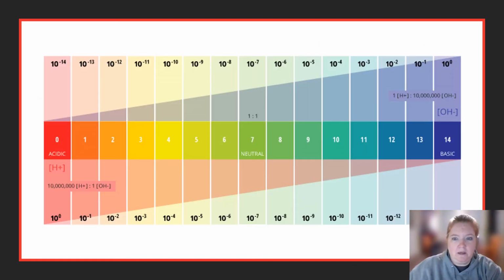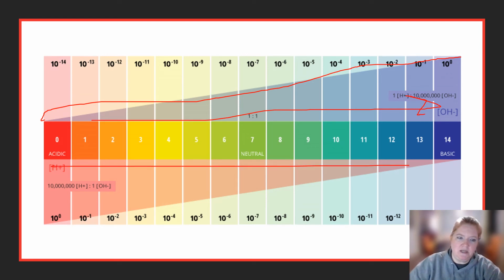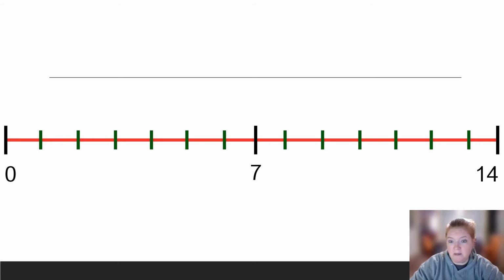So let's look. This represents the OH concentration right here, and you could see as the pH is increasing, the OH is going up. This representing H plus, as the pH is decreasing, H pluses go up. Well, I'm going to show this a little bit differently. Ready? Let's make a pH scale. So we have 0 to 14, we have 7 in the middle, we have the rest of the numbers.